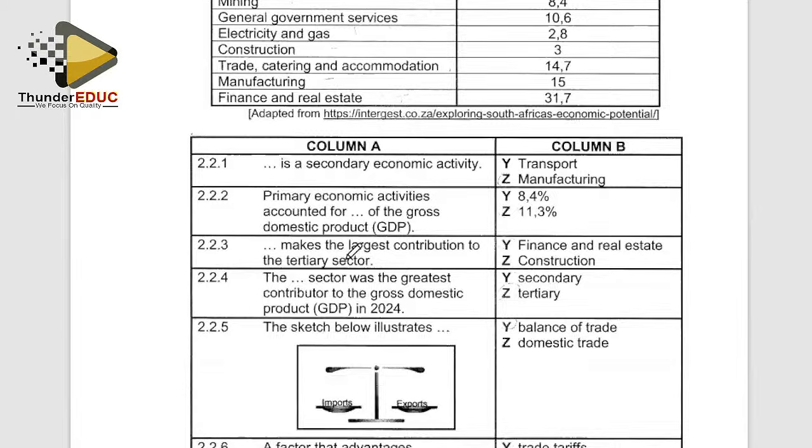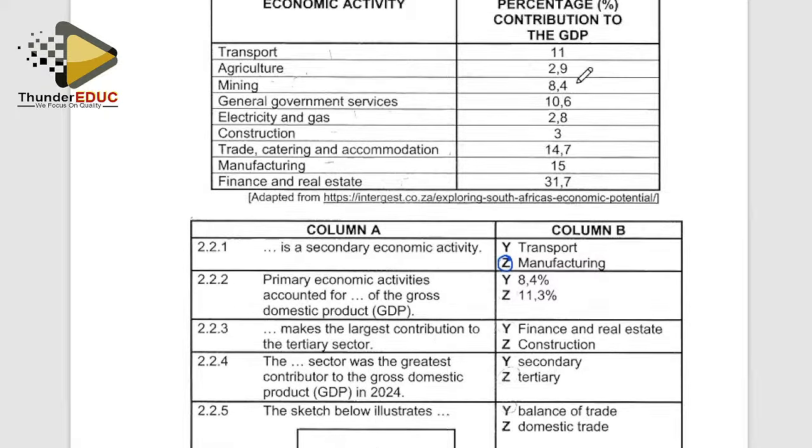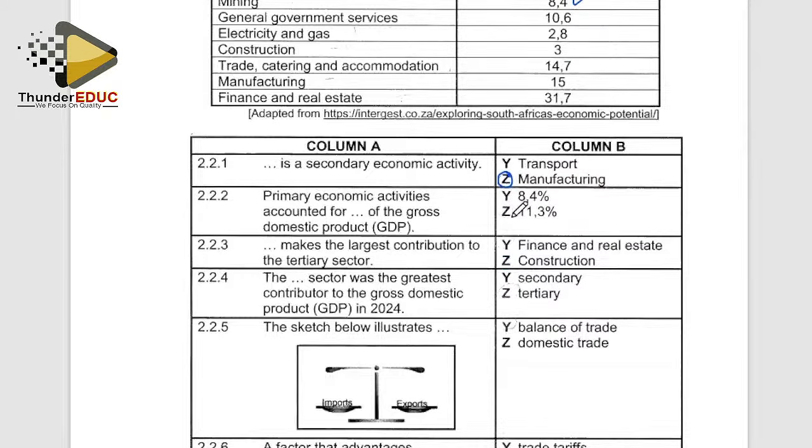Right, let's look at the sectors of the economy and the contribution to GDP in percentage. It says dash is a secondary economic activity. Which one is a secondary? It's manufacturing. Transport is a tertiary, it's a service. Primary activities accounted for dash of the GDP. We just have to check for primary activities from the table and figure out how much they've contributed. Our main primary activities are mining and agriculture. If we add 8.4 plus 2.9, they will give us 11.3.